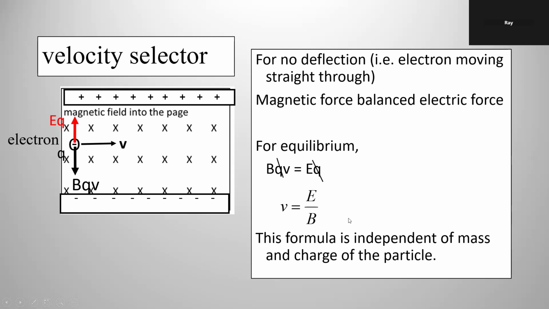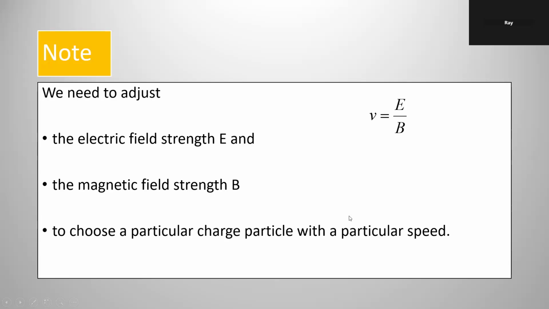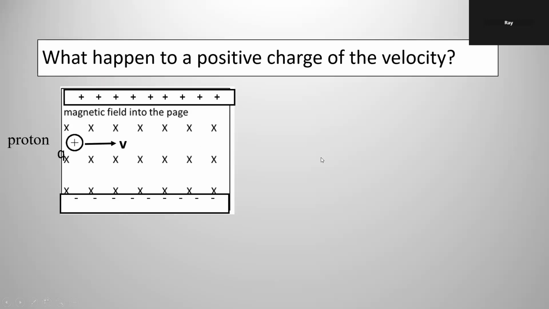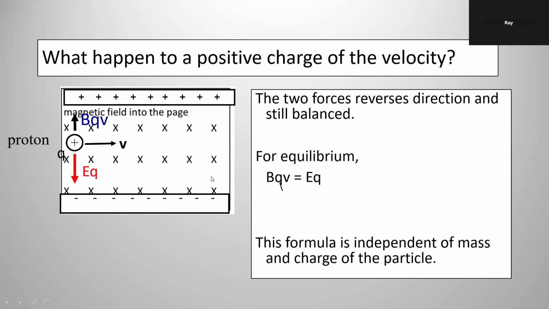The formula is independent of the mass and charge of the particle. We need to adjust the electric field and magnetic field to choose a particular particle with a particular speed. That's what the formula is telling you. What happens if it's a positive charge of the same velocity? Same thing, it's just deflected in the opposite direction. The two forces reverse in direction, still balance. Same formula can be used. The electric force is upwards, the magnetic force is downwards. It's still equilibrium, so we say same formula.